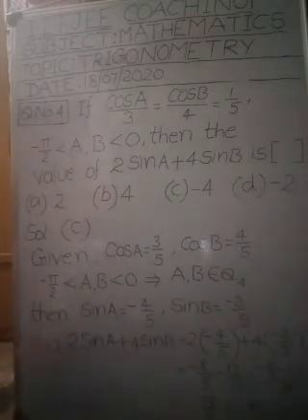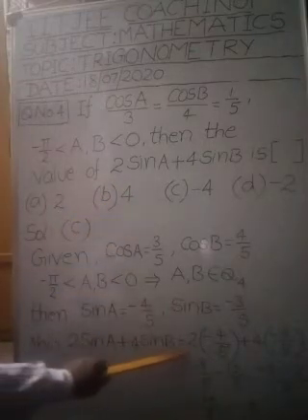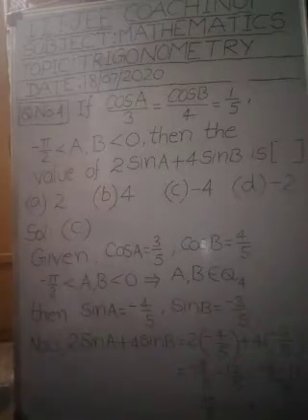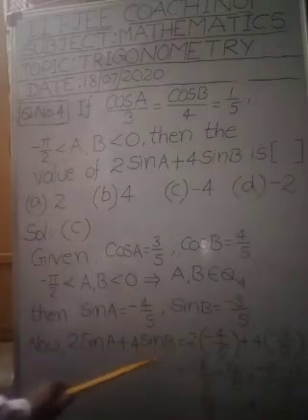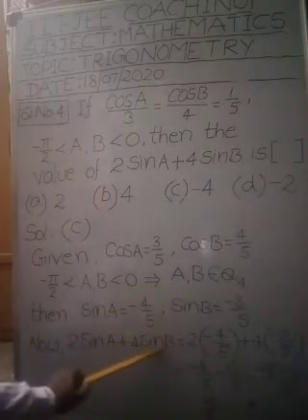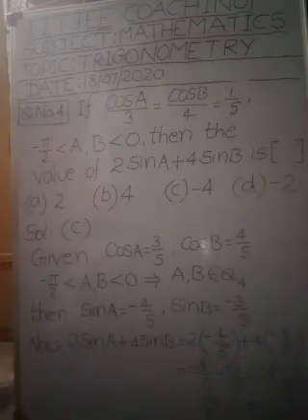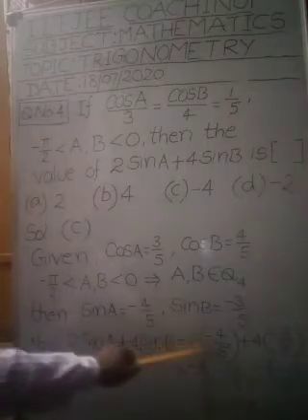Now let us take this expression 2 sin A plus 4 sin B is equal to. In this expression, we substitute sin A and sin B values. So 2 into what is sin A, minus 4 by 5, plus 4 into what is sin B, minus 3 by 5. I substituted the values of sin A and sin B in this expression. Understood this step, my dear children?